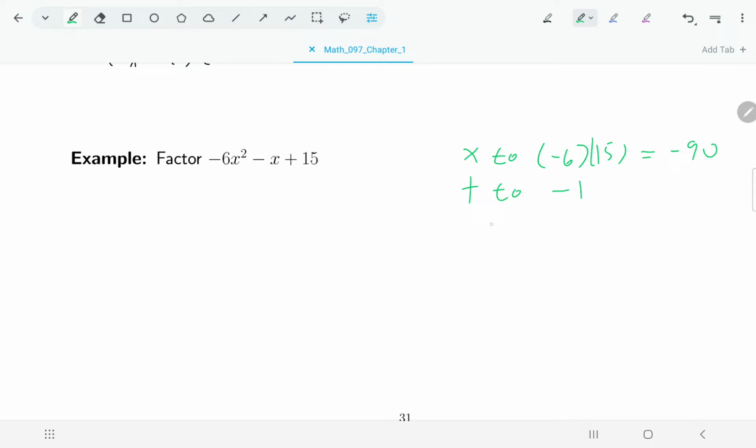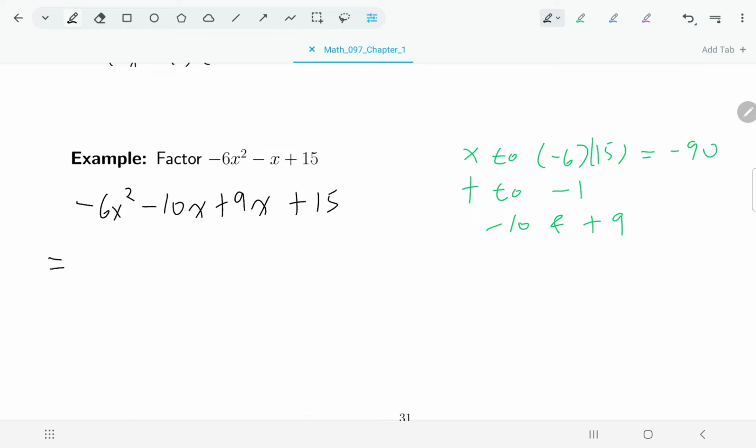So if I were to take negative 10 and positive 9, and just to double check, those two numbers, they add up to negative 1. Just to double check again, they multiply together to give me negative 90. So since I found the right two numbers, then if I split up my x term into a minus 10x and a plus 9x, then factoring by grouping should work. So let's see if it does.